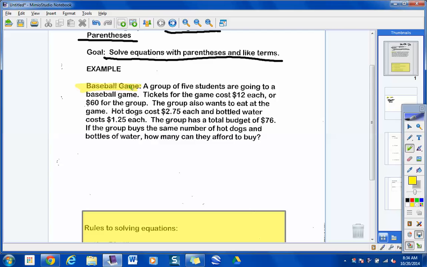I need a volunteer to read this situation for me. Who would like to do that? Maddie, you want to read that, please? All right. Baseball game.